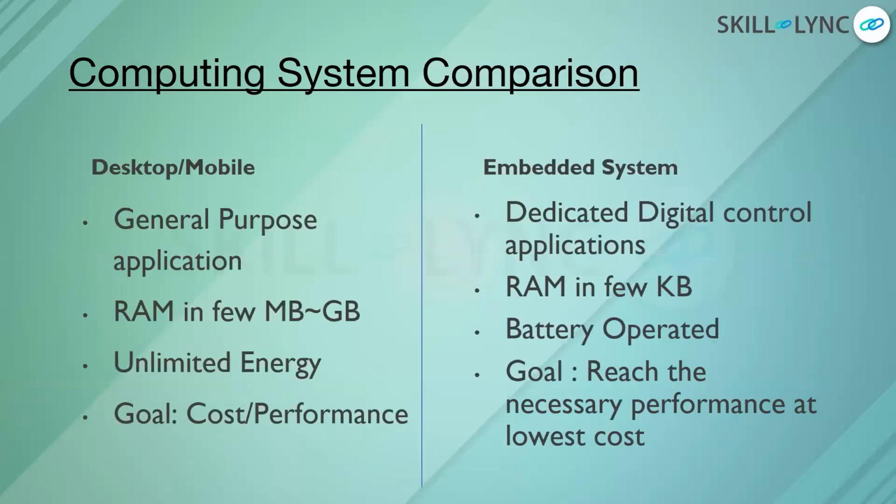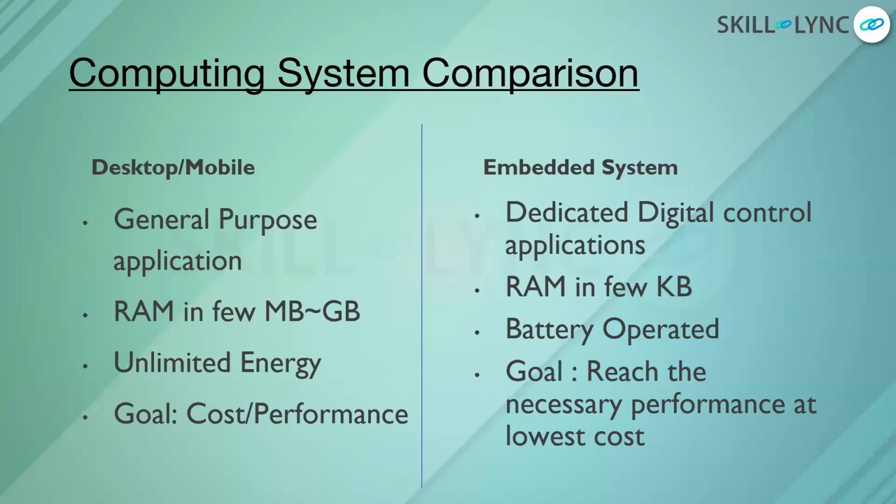Just to give you a comparison: when I keep saying minimalistic hardware, what do I mean by minimalistic hardware? A typical embedded system will have a different set of hardware configuration, whereas a typical desktop or mobile will have a different kind of hardware configuration. For example, a desktop PC is designed to perform general purpose applications, whereas an embedded system is dedicated to some digital control application.